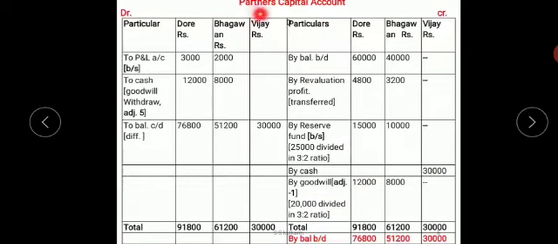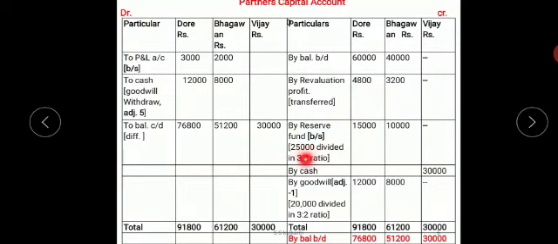Now draw the partners' capital account. Again divide it into debit side and credit side. Draw 3 columns for the different persons. Now I will take the capitals of the old partners from the balance sheet. By balance brought down, 60,000 Dore, 40,000 Bhagwan. Next, the revaluation profit in the revaluation account has to be transferred to partners' capital: 4,800 and 3,200.